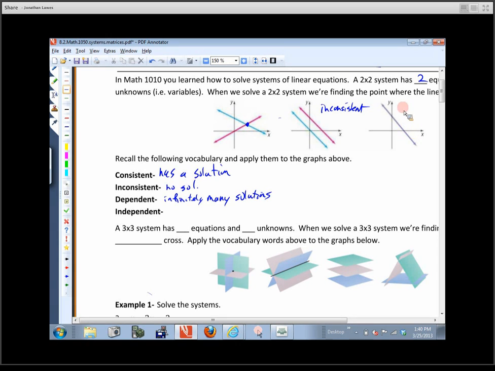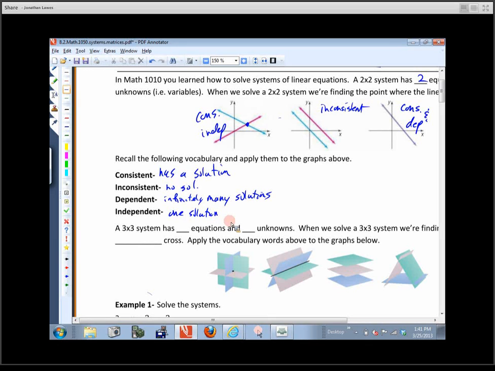Okay? So the word we'd use for this is it's consistent because it has a solution, and we'd say that it's dependent. So this one is consistent and dependent. So guess what this is? This one is consistent and independent. Now, independent means it's going to have how many answers? One solution.